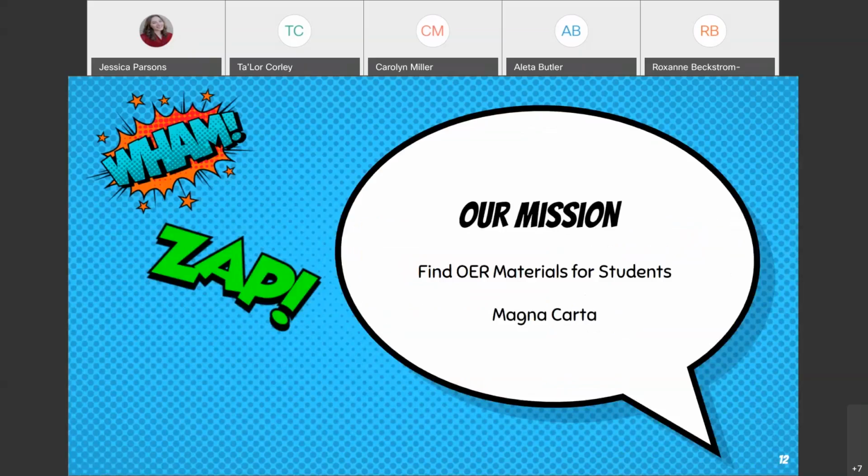The mission of the OER Specialists here at our college is to help faculty in building materials that give students the tools needed to complete their classes, while still being able to afford learning. So we'll be demonstrating how we find materials for faculty, and we use the example of looking up the Magna Carta for that example.